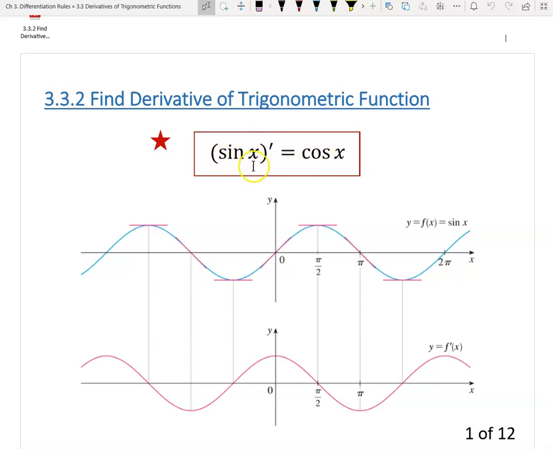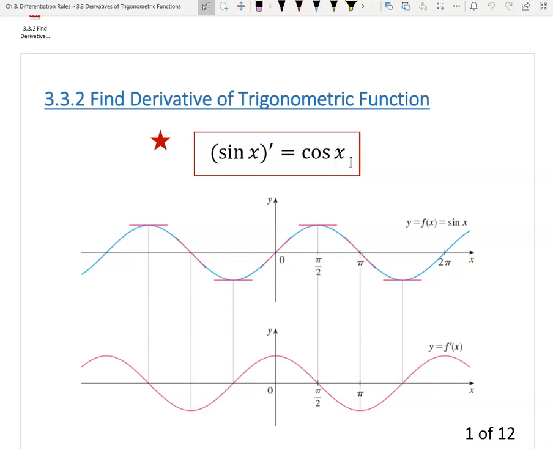What does this mean? First, the derivative exists, which means that the function is differentiable at any point, right? Differentiable means it's smooth. Of course, the sine function is smooth, everyone knows. And why does the derivative equal cosine? We have to prove it. But first, we look at this graph, okay? So we get a basic idea that the graph shows us the derivative is cosine.